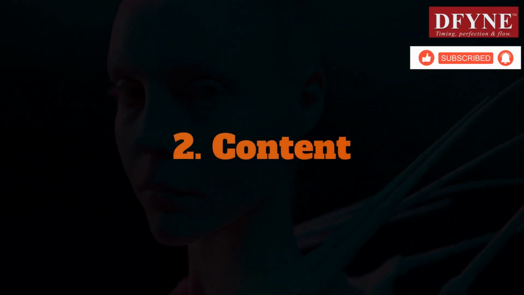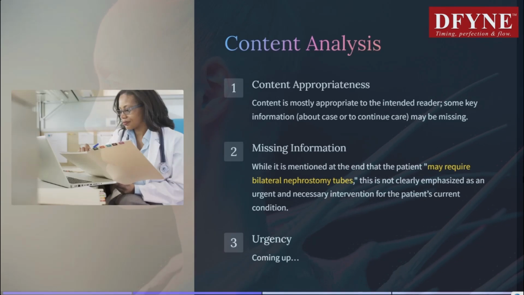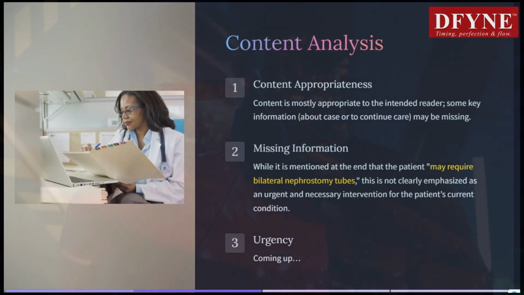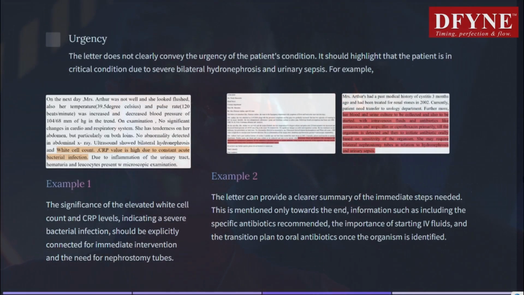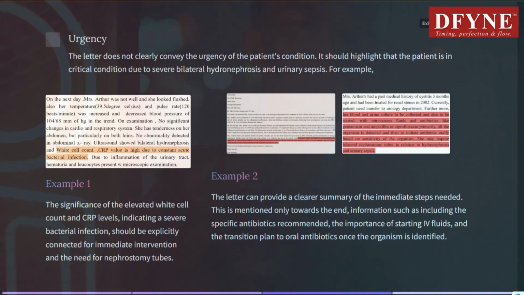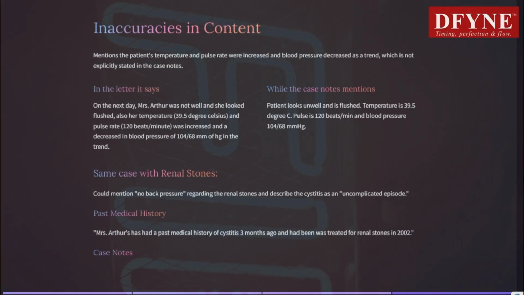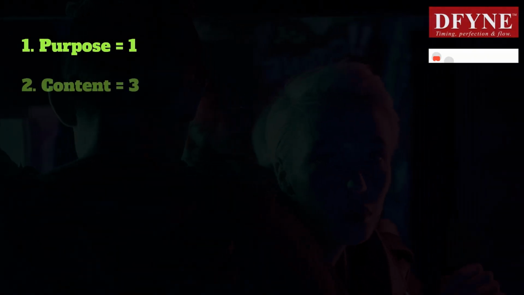Next, let's examine the content. The content is mostly appropriate but lacks emphasis on the urgency of the patient's condition. The letter should clearly connect the elevated white cell count and CRP levels to the need for immediate intervention. It should also summarize the immediate steps needed, including the recommended antibiotics and the importance of starting intravenous fluids. There are also inaccuracies in the letter which can be misinterpreted. The candidate's letter scores a 3 in this criterion.